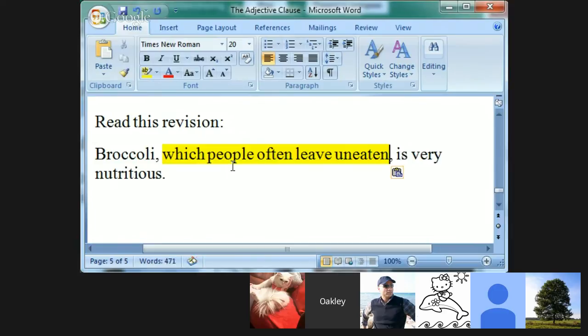Sure, no problem. So basically, you can look at this different ways. When you have non-essential clauses, you bracket them, surround them with commas, and just get rid of them.